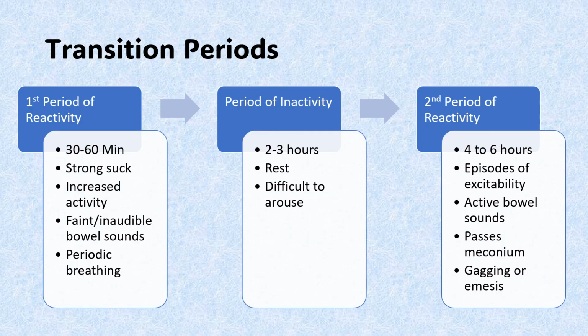The second period of reactivity occurs around 4 to 6 hours after birth and will last for 10 minutes to several hours. The infant becomes more aroused and shows brief episodes of tachycardia and tachypnea. Bowel sounds may become audible in this period. Most infants pass meconium in this stage. There is also an increase in oral secretions causing gagging or emesis.